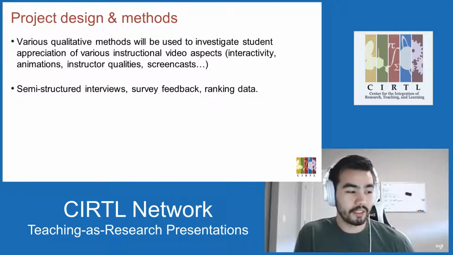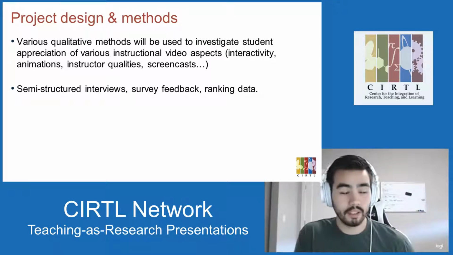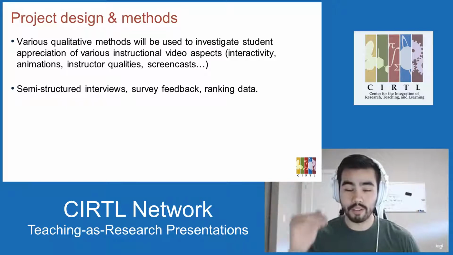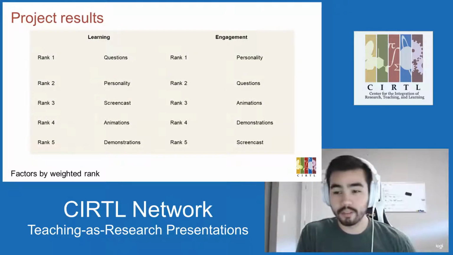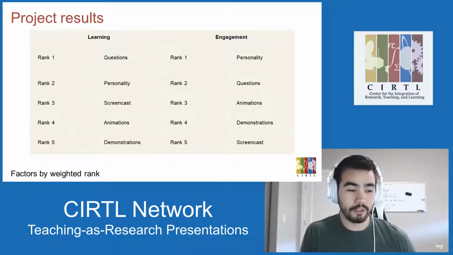And to study these things, we started off with a survey, basic Likert, how much do you appreciate these things, as well as ranking. So in the survey, you can drag and drop these aspects and rank them. And then we did some follow-up semi-structured interviews to get the students to elaborate on the responses and really dig down deep into what's motivating them for those responses.